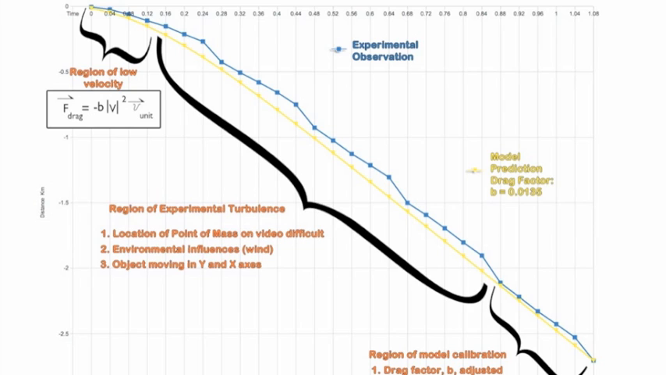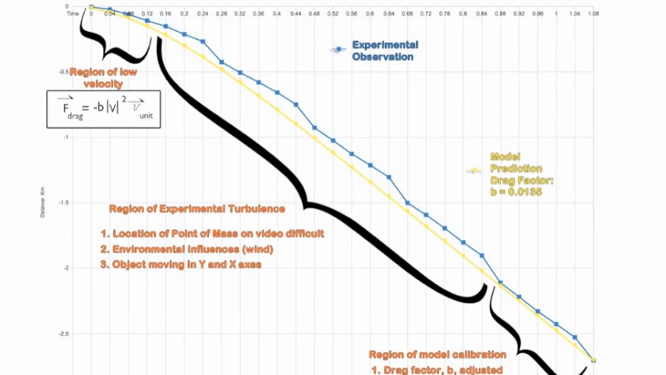The final portion of the plot shows the region where there is close approximation, and that is because the drag factor had been adjusted to actually match the experimental data.